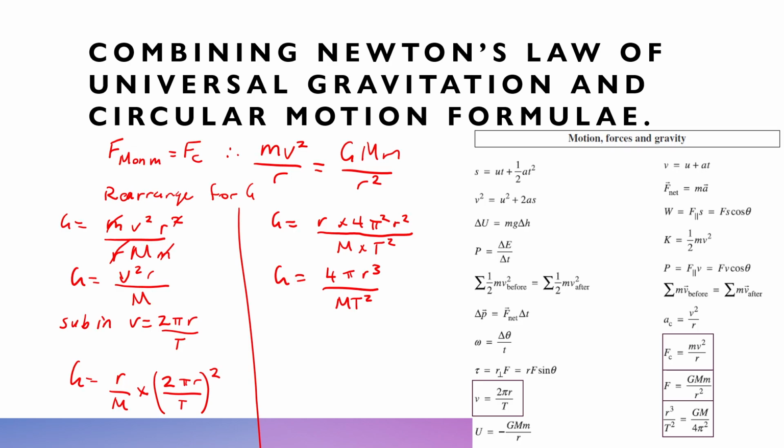What we see here is a formula which includes the gravitational constant as well as 4 pi, both constant values, but three key variables: the radius between the two objects, the mass of the object causing the gravitational force, and the period of the object orbiting around it.